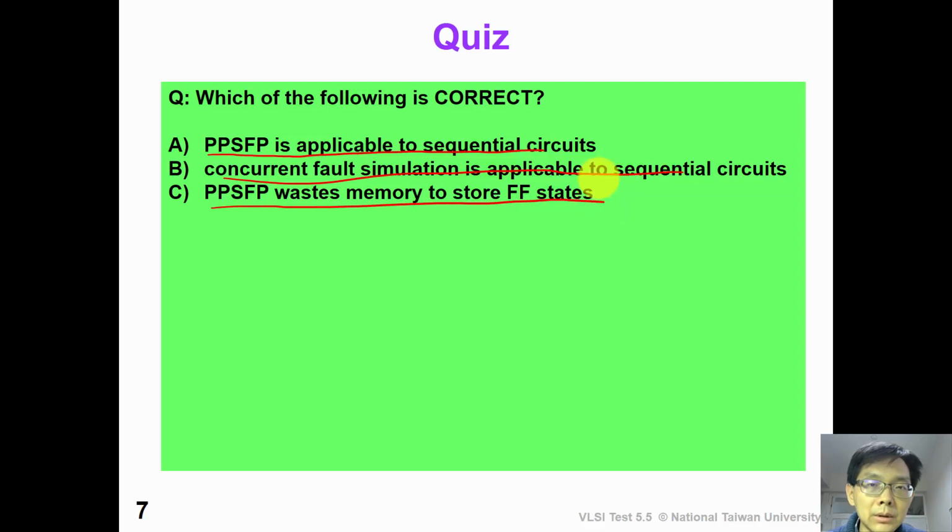Have you got the answer? Yes, the answer is B. Concurrent fault simulation handles sequential circuit. PPSFP cannot handle sequential circuit because it does not store any flip-flop states.